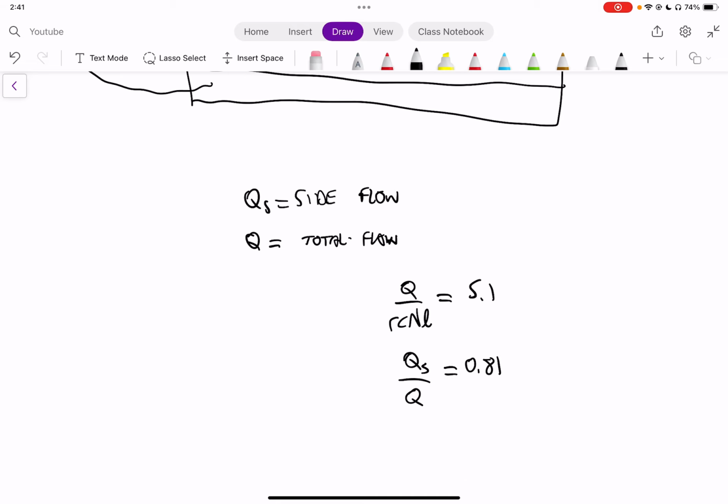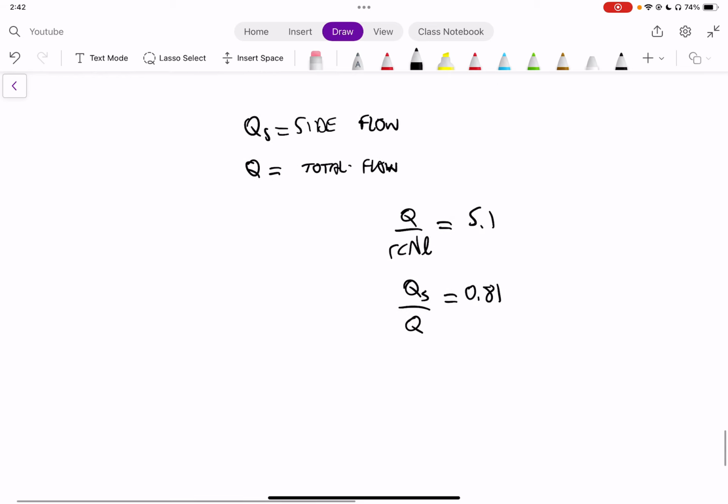What this essentially means, QS over Q, is that 81% of your flow is going to go out through the sides, and 19% of your flow is going to go out through the bottom through gravity. Okay, so that's kind of how it's distributed. And it's completely fine to have a high side flow. It's not a problem. The only thing is that you do need to catch it back so that you can bring it back out. You can't just lose that flow all the time. If not, you would have to feed new oil all the time, and it would be very expensive. Okay, so then we can solve for Q first.